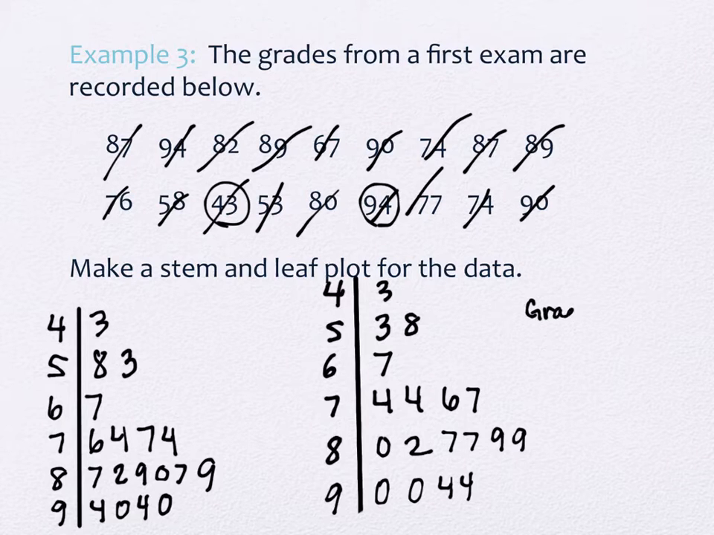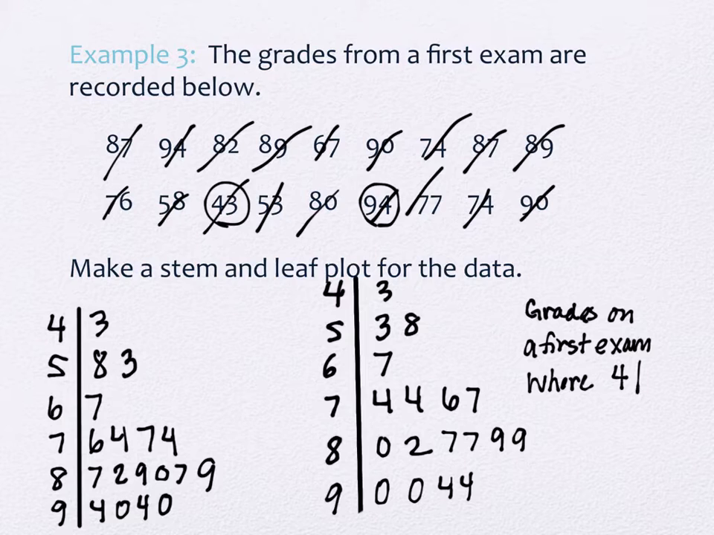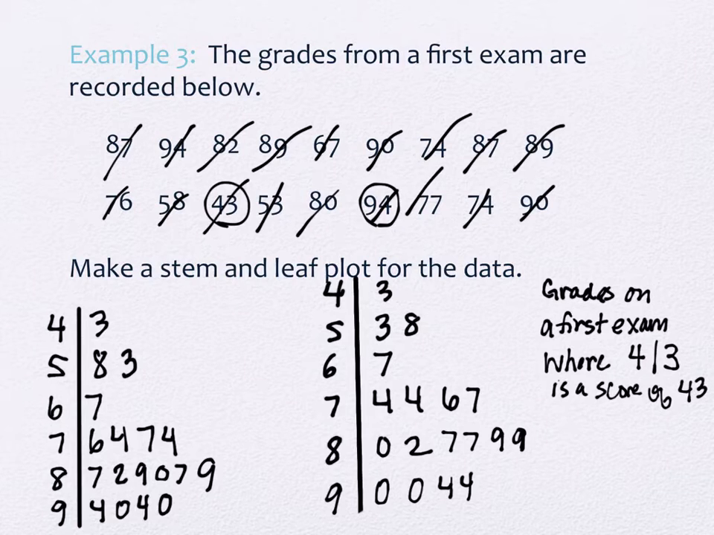These are grades on a first exam. Where, and you can pick whichever one you want, I'm just going to pick the 3 at the top, where 4/3 is a score of 43. If you don't like that one and you want to use a different one, that's fine. That's my title. Does that make sense?